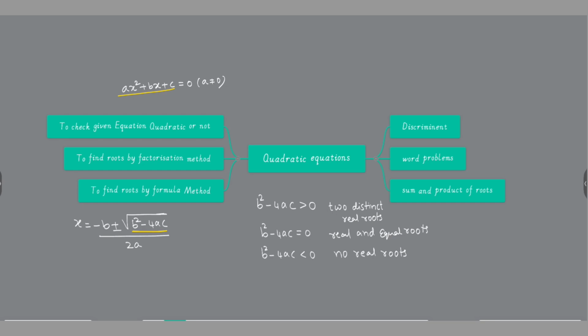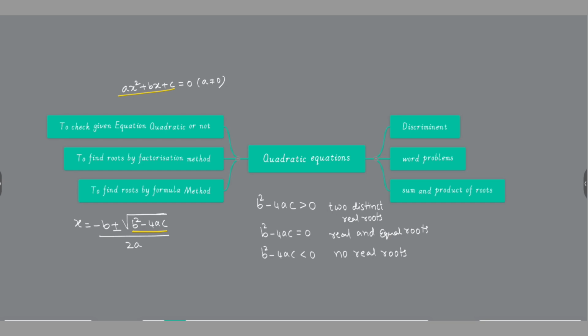Sometimes they say the roots are real and equal, and we have to find some unknown value k or some other value alpha. An unknown value will be given in the equation, and they mention the roots are real and equal or distinct roots. In that case, you have to take this condition and substitute the a, b, c values in b square minus 4ac and find the unknown value. This is one important point.